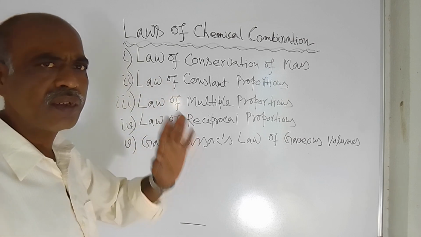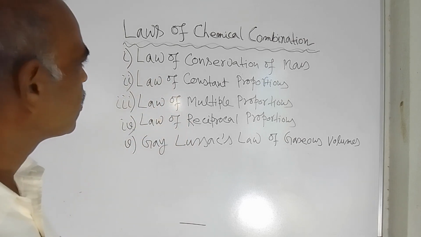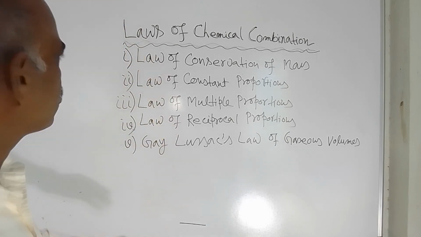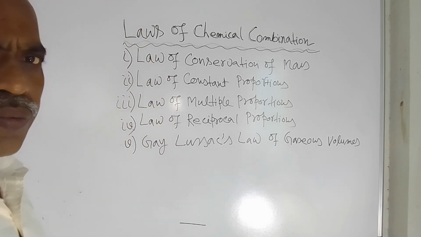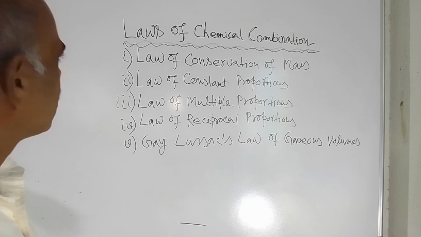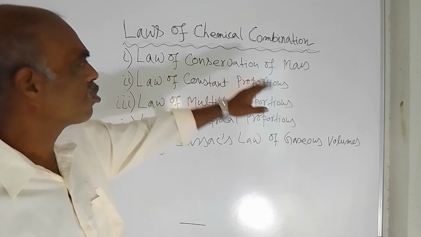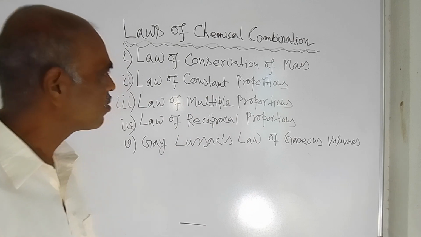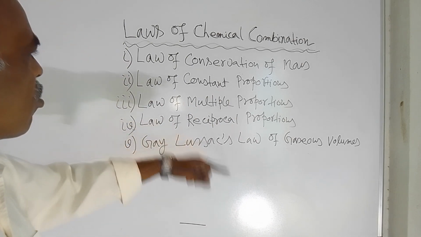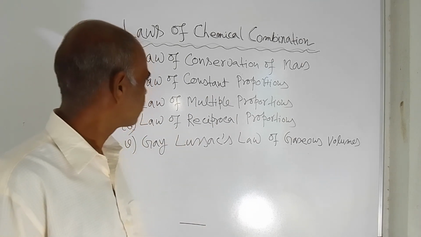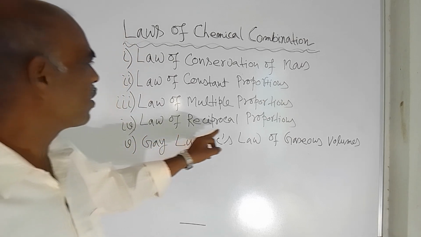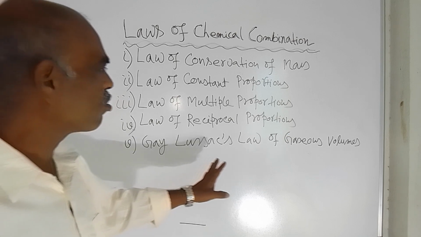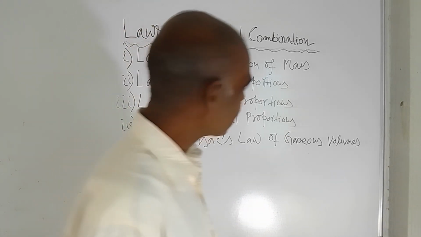This topic you will find in the very first chapter of chemistry of class 11. There you will find a total of 5 laws. The first law is the law of conservation of mass. The second one is the law of constant proportions. The third one is the law of multiple proportions. The fourth one is the law of reciprocal proportions. And the fifth one is Gay-Lussac's law of gaseous volumes.